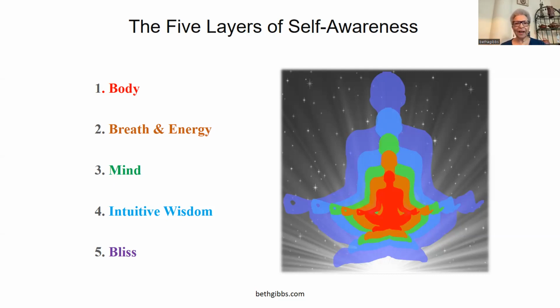So where did this 5-layer thing come from? The first known mention of the 5 layers of self-awareness comes from, get ready, a 3,000-year-old philosophical text from India. That's 3,000 years old, and it's probably older than that, but that's when it was first written down. This 5-layer model of body, breath, energy, mind, intuitive wisdom, and bliss proposes, obviously, that we're much more than a mind interacting with the body.